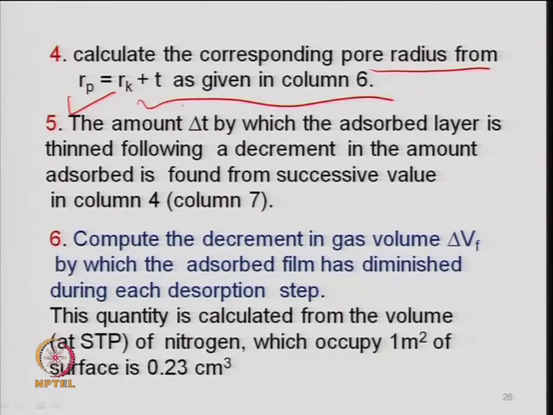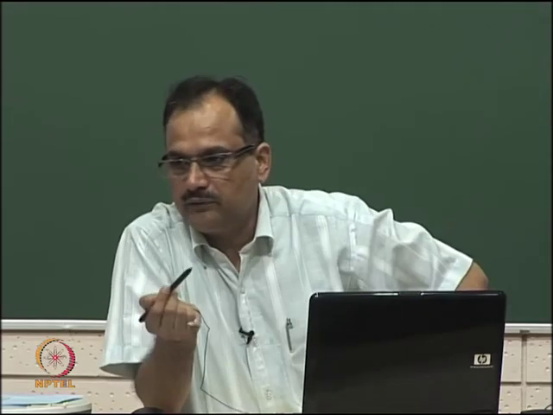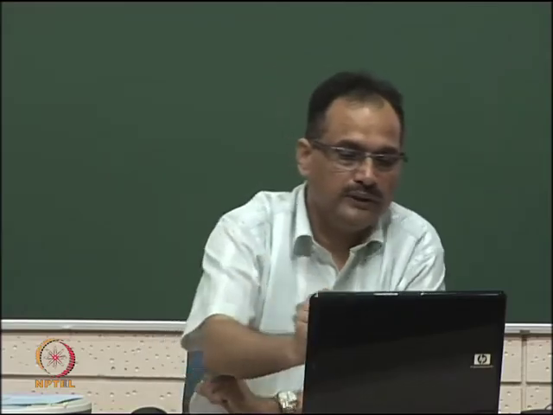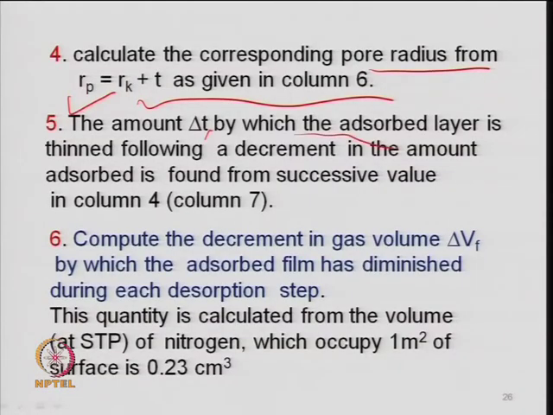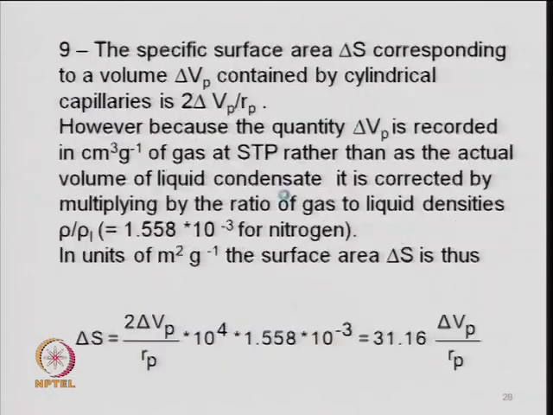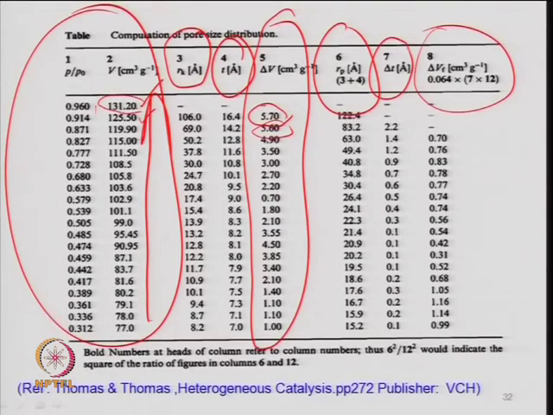Once this is known, I told you that I want delta T, that between two successive pressures a differential volume has been vaporized or reduced, right. When these two volumes change, how much thickness of the layer is decreasing or increasing? In adsorption it is increasing, in desorption decreasing. So, that is the delta T by which the adsorbed layer is thinned in desorption. The following decrement in the amount adsorbed is found from successive values in column 4. This is your column 4. If I take the differential between these two, 14.2 and this, that has been shown here, 7, right.